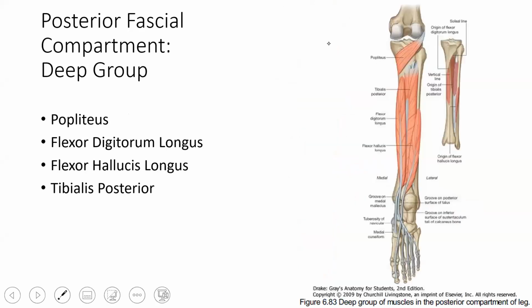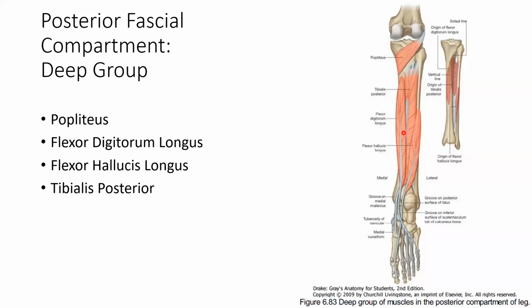Then you have the deep groove. Here you have 4 muscles. The popliteus, it's found in the superior area. It arises from the lateral aspect of the femur and gets inserted to the medial aspect of the tibia here. Then you have 3 muscles: flexor digitorum longus, flexor hallucis longus, and tibialis posterior.